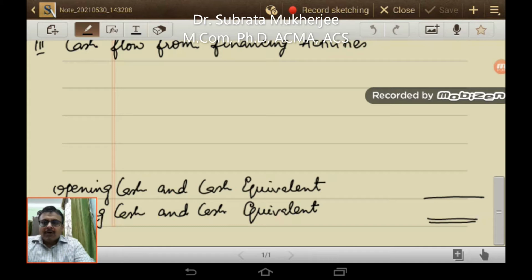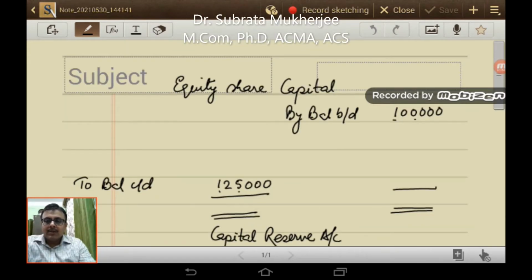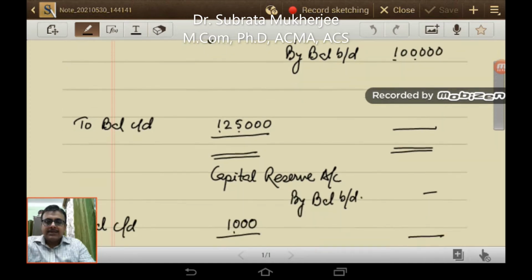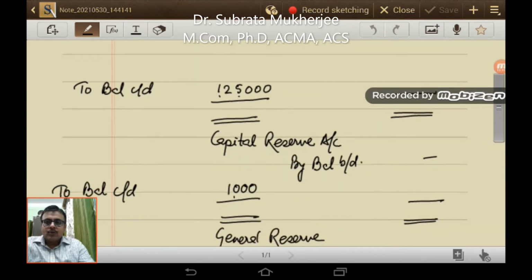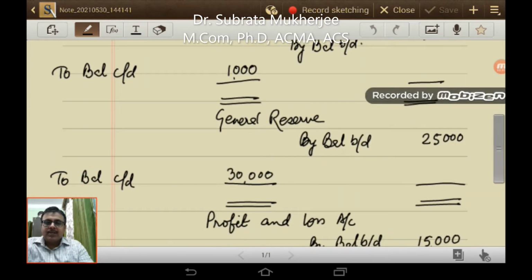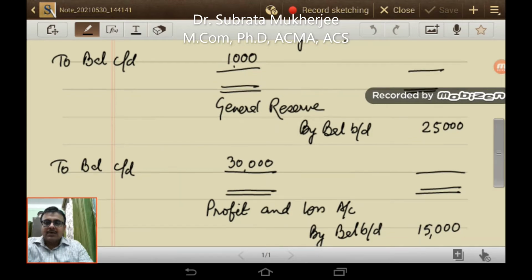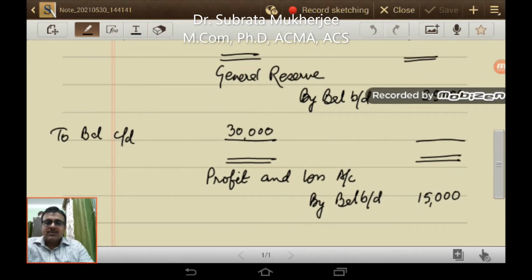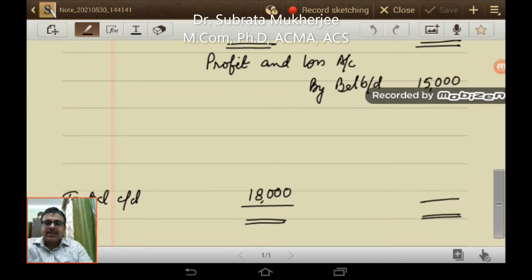I have to open all the ledgers as given in the balance sheet, and we will place all the opening and the closing balances. So here I have opened all the ledgers and placed the opening and the closing balance. The first ledger is the equity share capital. By balance BD 1 lakh and to balance CD 1,25,000. Then capital reserve by balance BD nil and to balance CD is 1,000. The third one is the general reserve by balance BD 25,000 to balance CD 30,000. Profit and loss account by balance BD 15,000 and to balance CD is 18,000.